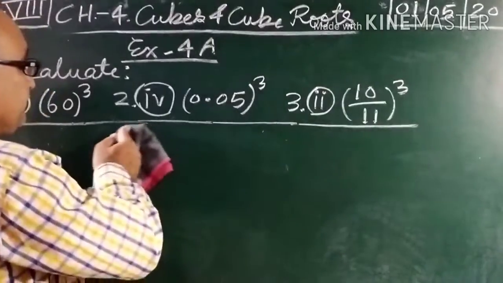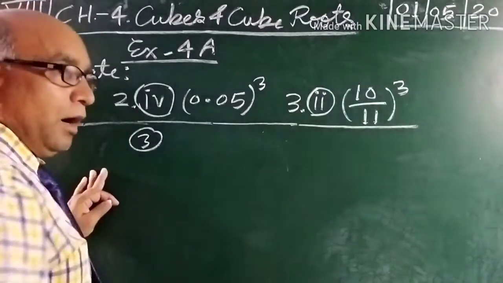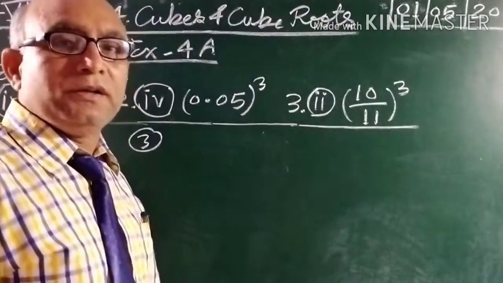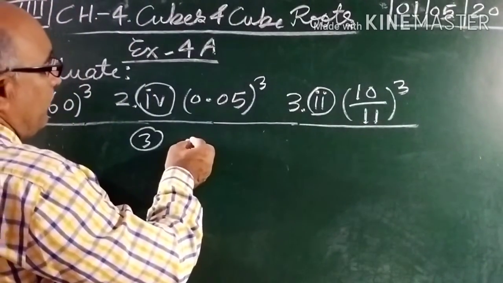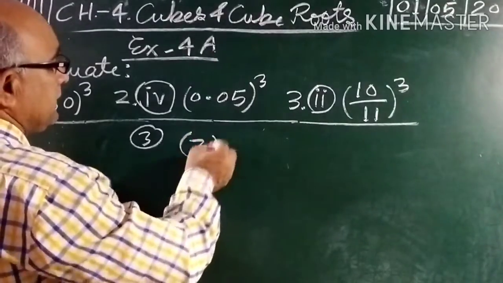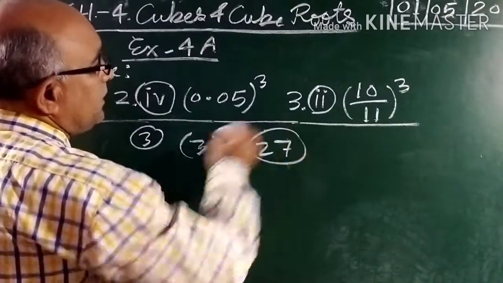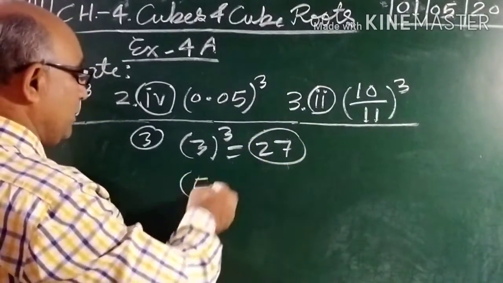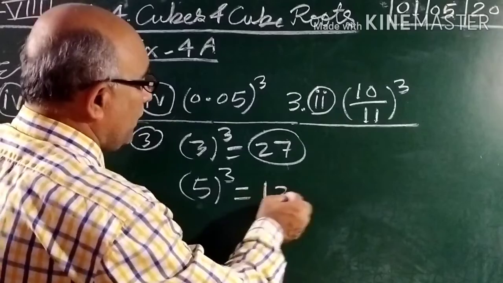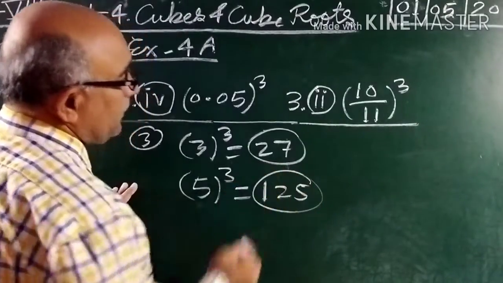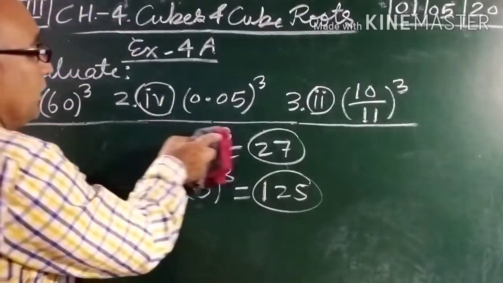Property number 3: the cube of every odd number is odd. The cube of every odd number is odd. So 3 cube. 3 is an odd number. So 3 cube is 27. 27 is also an odd number. 5 cube. 5 is an odd number. So 5 cube is 125. 125 is also odd. So the cube of every odd number is odd.